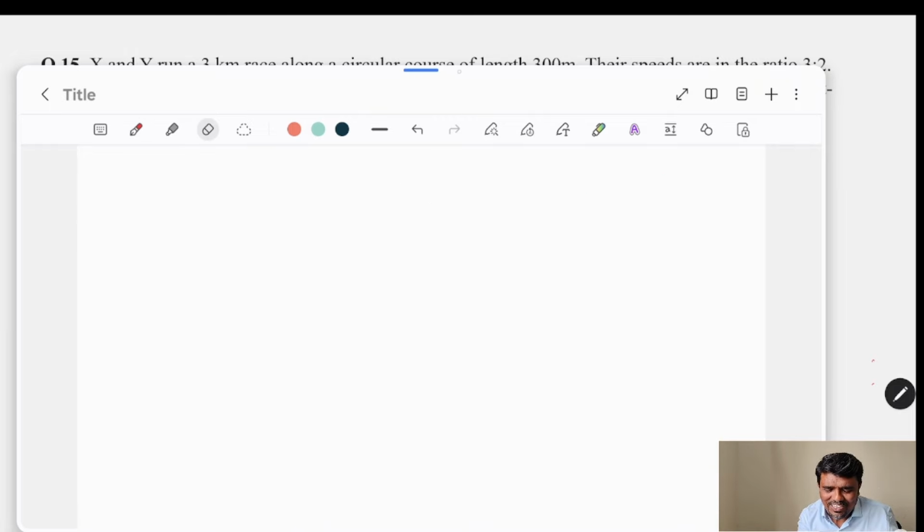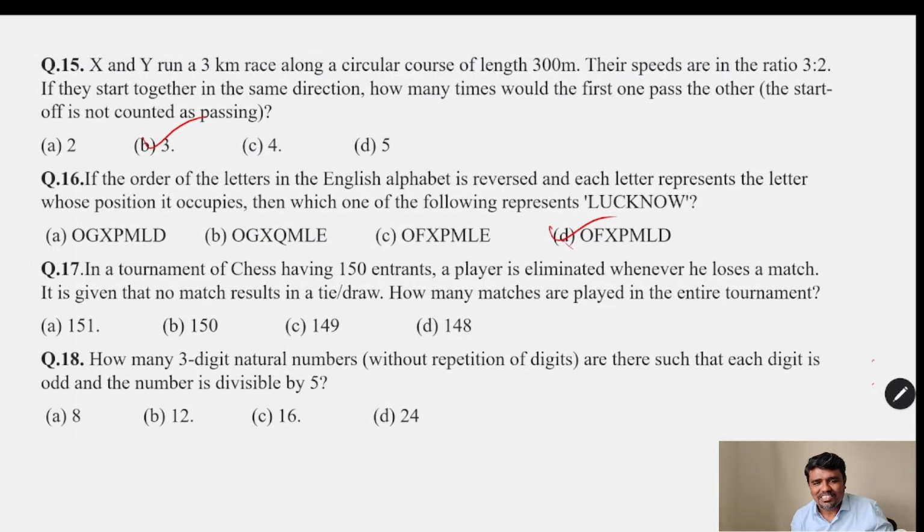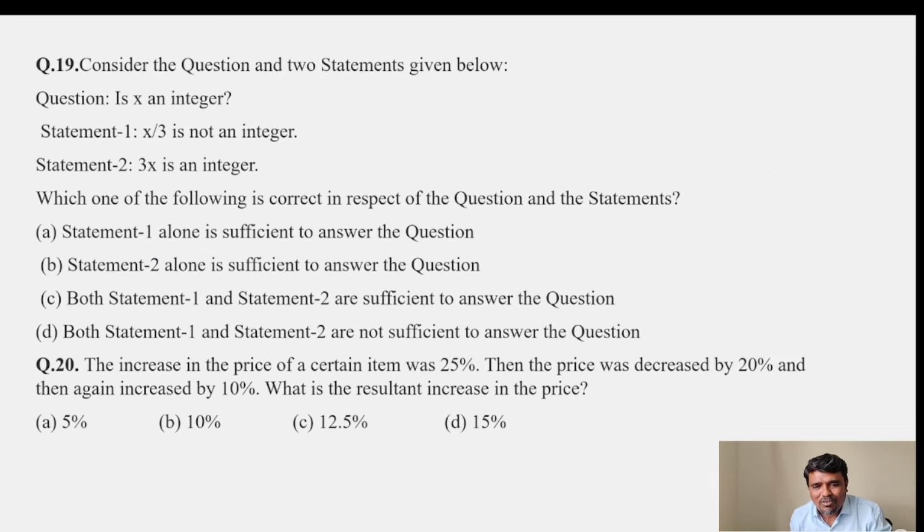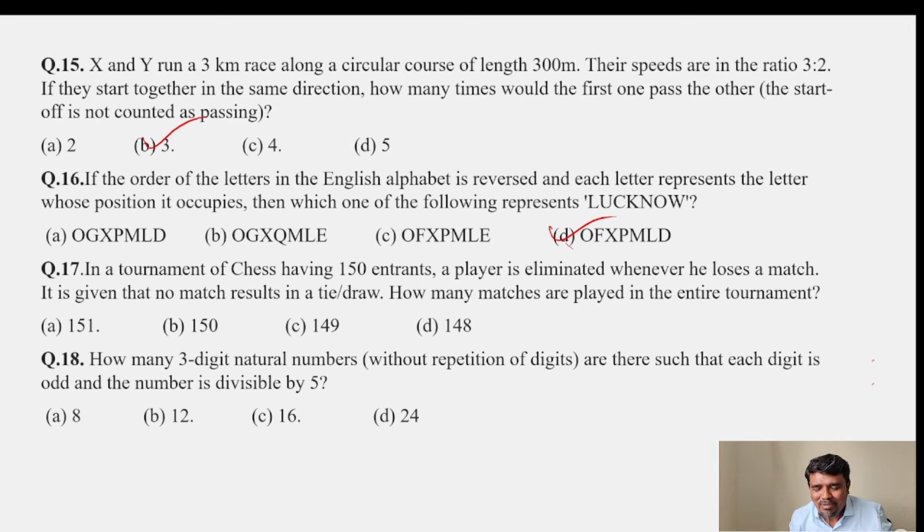But here the very funny and tricky logic is you are the winner. 150 entrants are there, so you are one among them. That means 149 opponents are there. If you want to get into the first position, you have to win against all. Then only you can get into the first position, right? That means you have to win 149 matches.